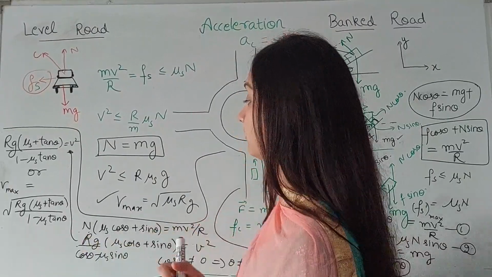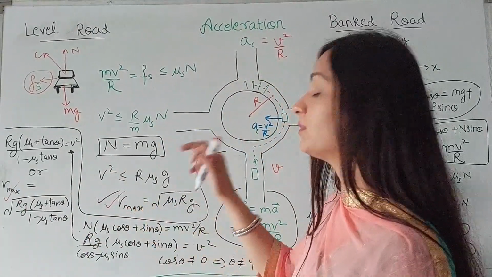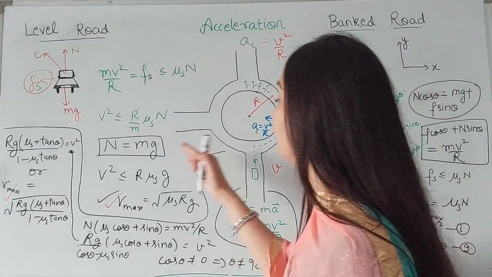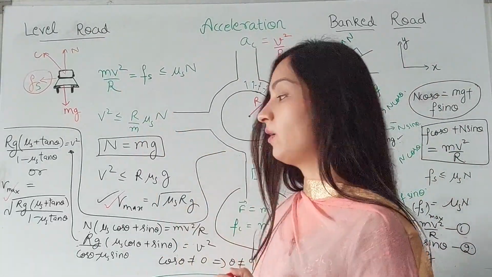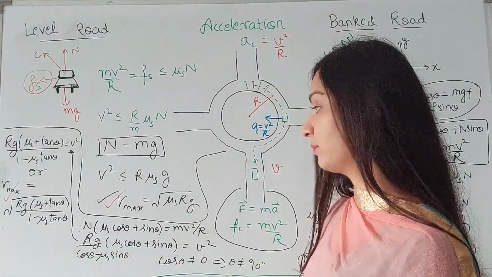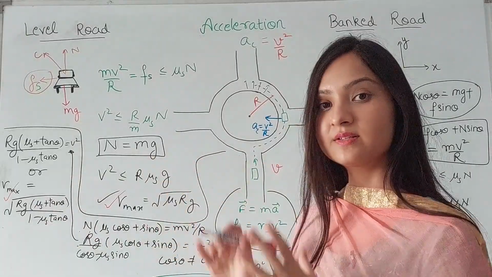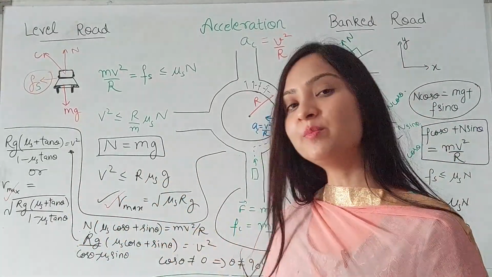Okay son, since you asked, I'll tell you. Comparing this, this was the maximum possible speed to move in a circle of radius r for the case of level road and this was the case for the banked road. So if we compare this and this, which of the two looks bigger to you?